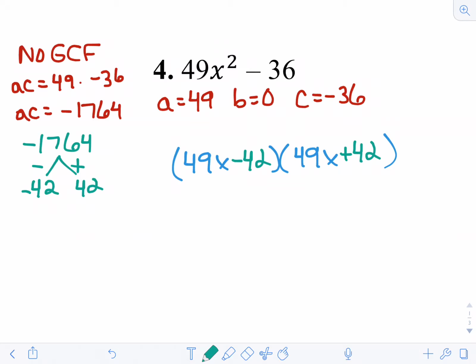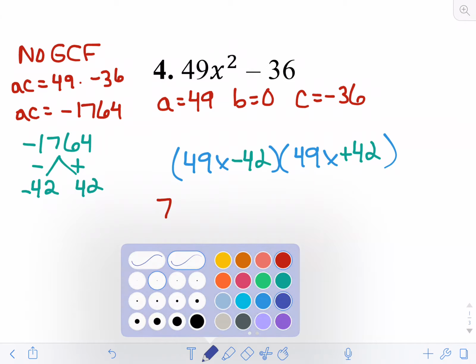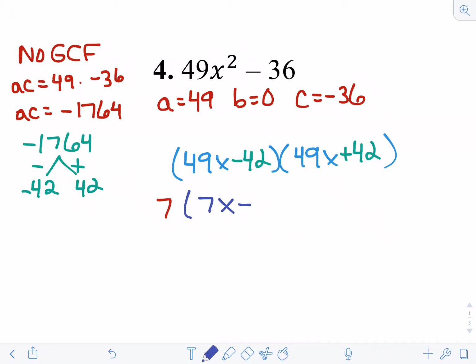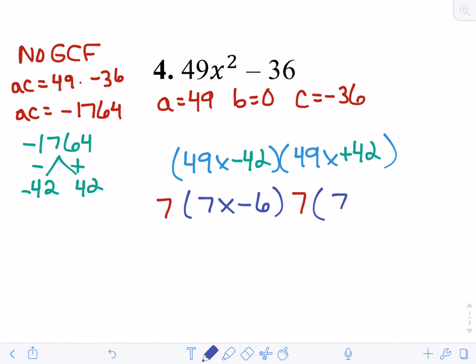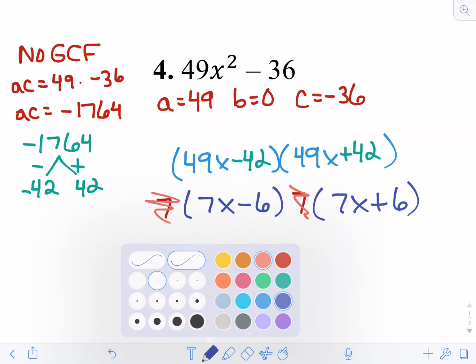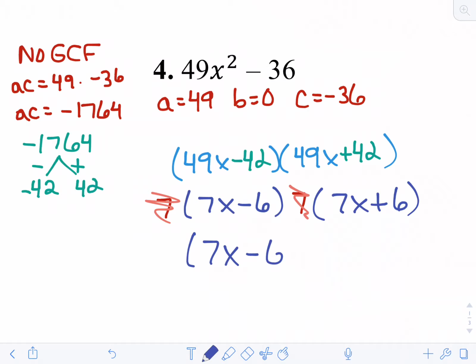All right. So both of these have a greatest common factor of 7, because 7 is the only thing that goes in the 49, and 7 can come out of 42. So I can pull a 7 out, and when I do that, I'm left with 7x minus 6. And again, I can pull a 7 out, and what I'm left with is 7x plus 6. So remember, after you pull out your greatest common factor at the end, it just becomes trash. So my final answer is 7x minus 6 times 7x plus 6.